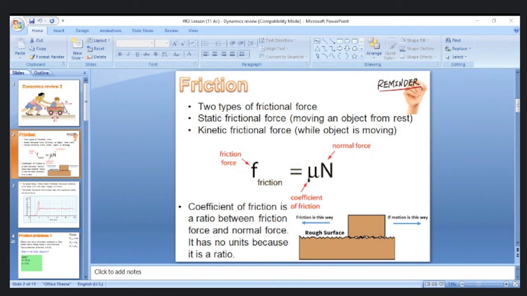We can find the coefficient of friction experimentally. It's a property of the material. It's basically a property of how much friction exists between the 2 surfaces. So it does depend on the material. Obviously, something like ice has a lot less friction than something like sandpaper. Okay.